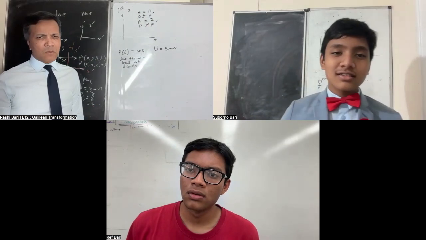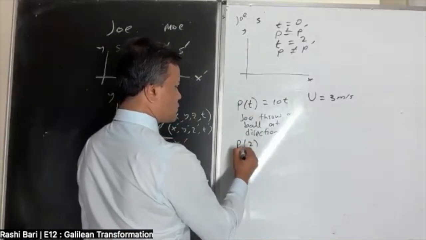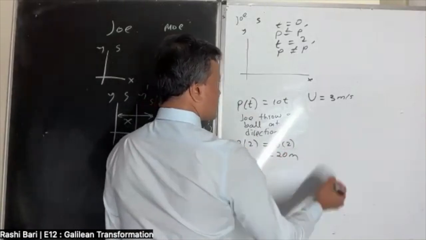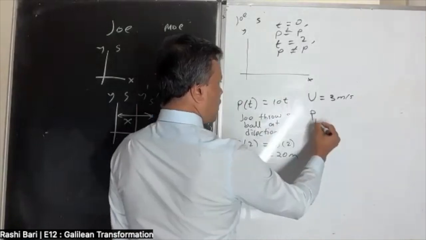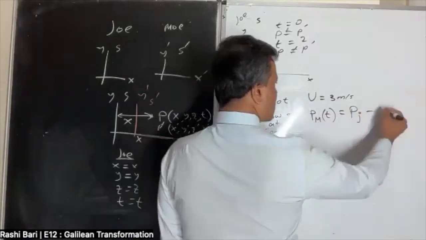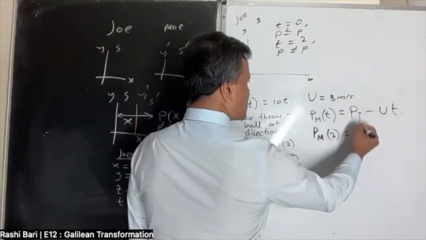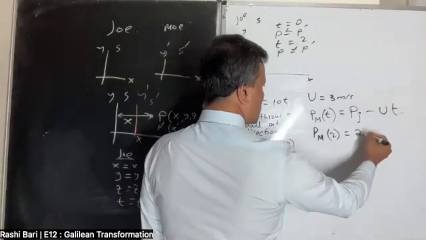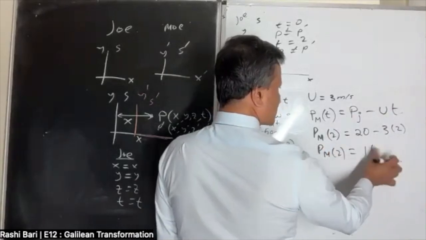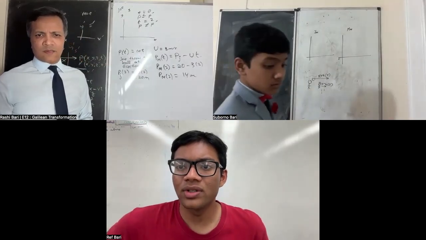Okay, good. Now, we've got to try to find the distance. So the distance of the ball after 2 seconds would be what? P of 2 for Zoe is how much? 20 meters. P of Mo at t is equal to what? P of Zoe minus what? ut. Is that right? So P of Mo after 2 seconds is P of Zoe, 20, minus u, which is 3, times t. So P of Mo is 16. Is it 16? No, 14. Okay, so Mo is moving 3 meters per second with respect to Zoe.